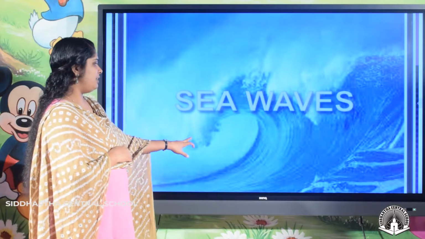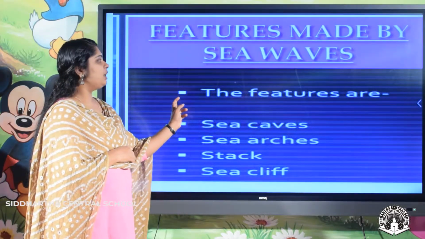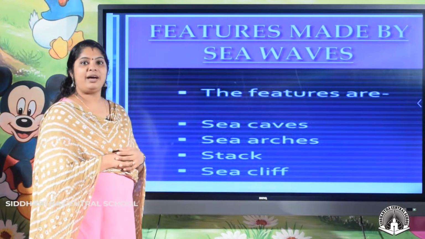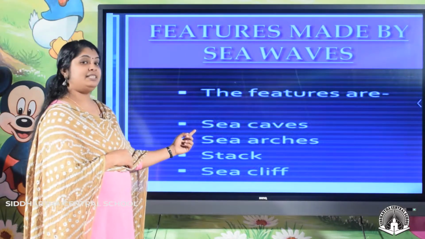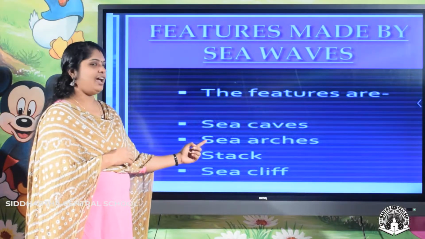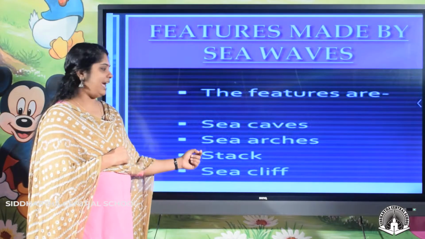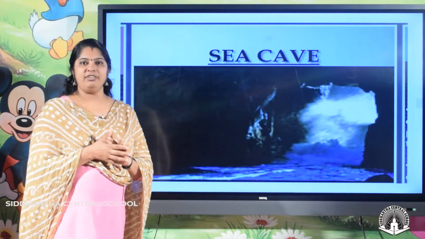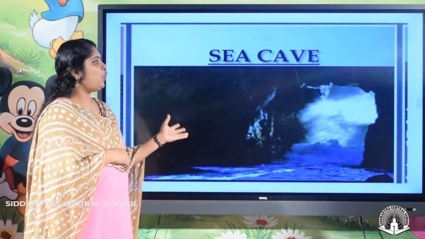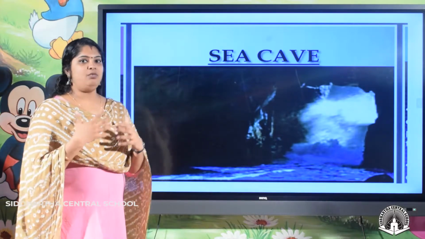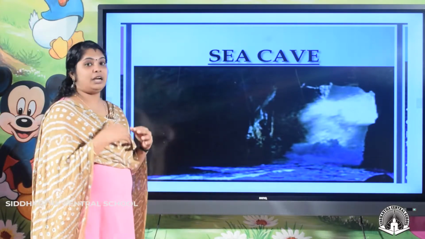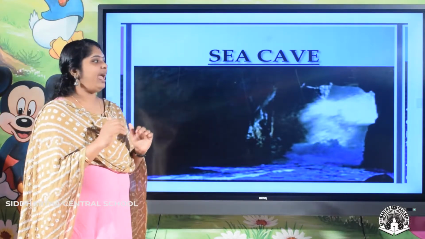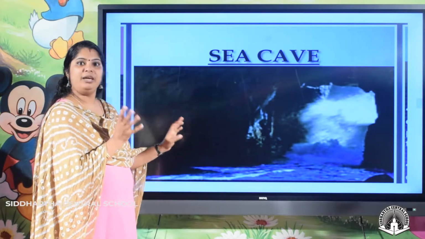There are four features that are created by sea waves. The first is sea caves, then sea arches, stacks, and sea cliff. What is meant by a sea cave? You are all familiar with the word cave, isn't it? Whenever the sea waves hit the rocks repeatedly, that portion of the rocks will be eroded and a hole-like shape will be created.